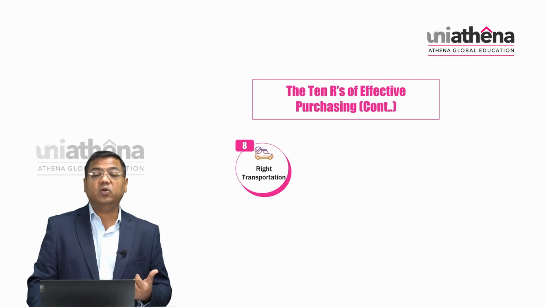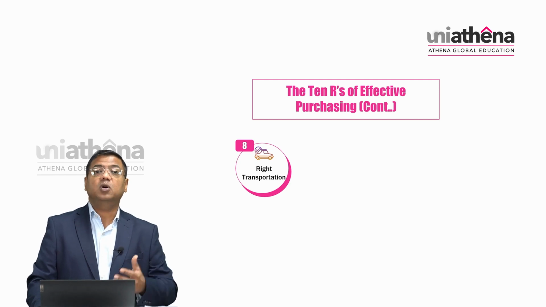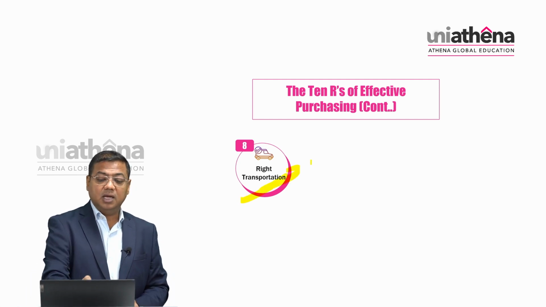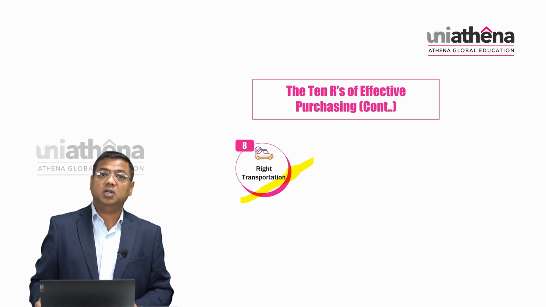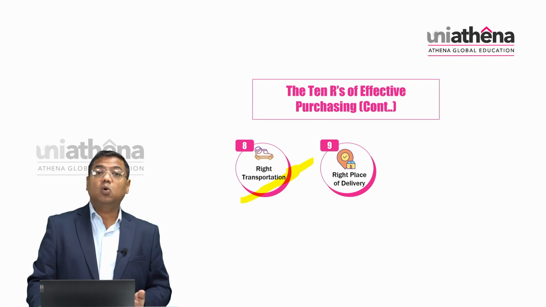I need to use the right transportation. If sustainability is a goal for my organization, if it's in my vision and mission statement that my organization is sustainable, then I need to look at whether I can use the right transportation to reduce my carbon dioxide emissions. Right place of delivery.